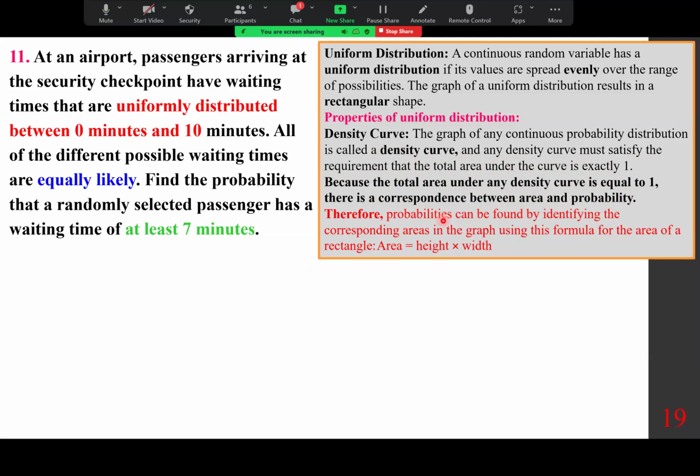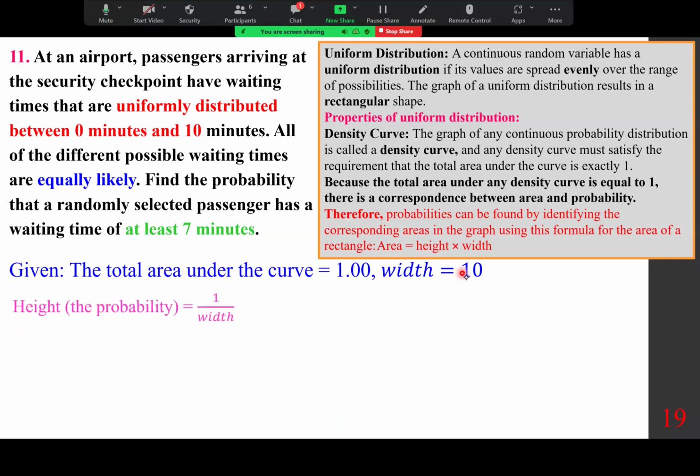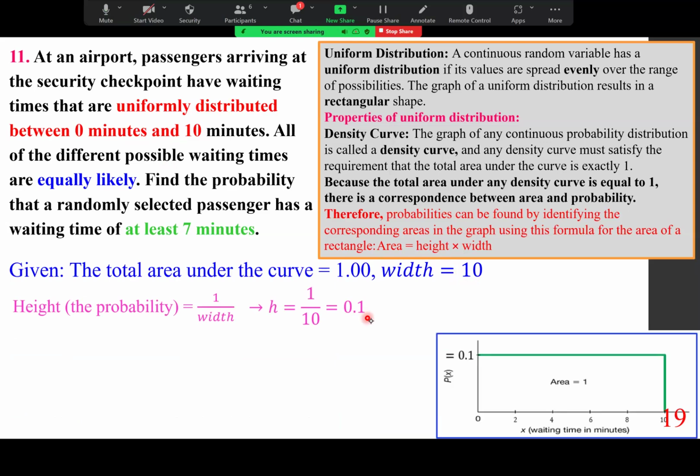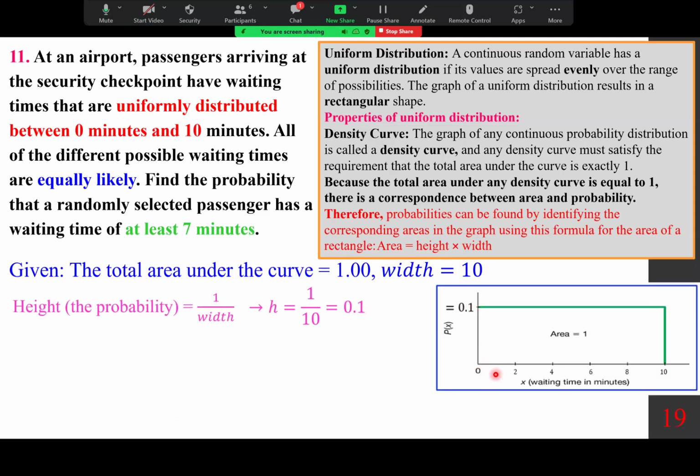Therefore, probabilities can be found by identifying the corresponding areas in the graph using the formula for the area of a rectangle: area equals height times width. What do we mean by that? In this case, the total area under the curve must be 1. And we know the width is from 0 to 10. The width is 10. And the height must be 1 over the width, 1 over 10. So if the width is 10, the height must be 0.1. So here's the height 0.1, here's the width 10. This rectangle has a total area of 1, and it is a uniform distribution.